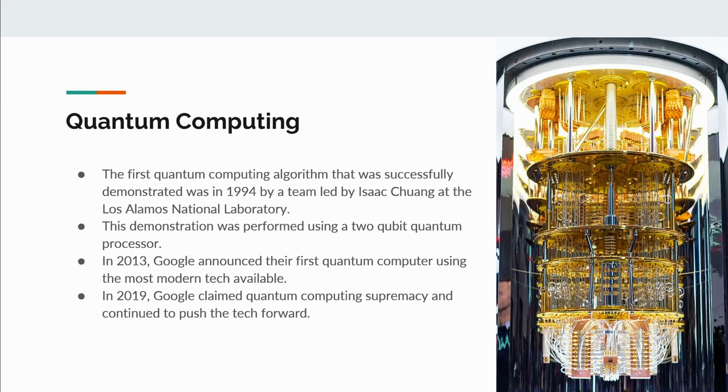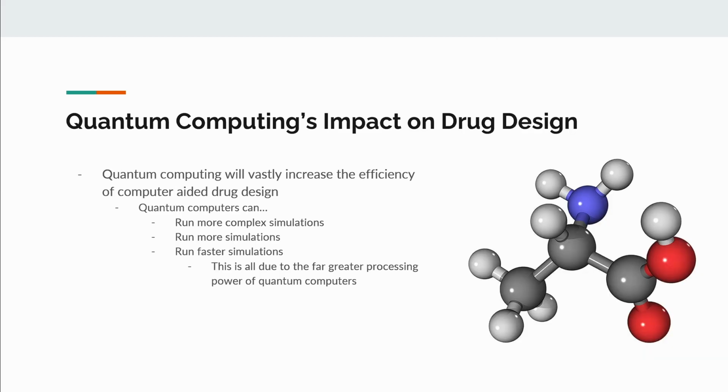With that brief history out of the way, the reason we are moving on to quantum computing for computer-aided drug design is because it's a lot faster than modern computing. You can run far more complex simulations, you can run more simulations at once, and all of these are run at much faster speeds than current computing methods. This is all done by the fact that they use a qubit system versus a bit system, which is currently being used by modern computers and supercomputers.